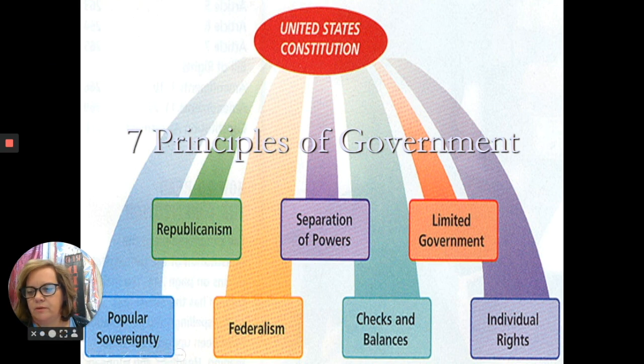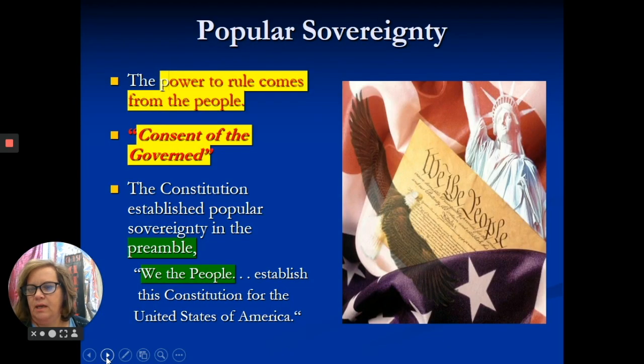From this portion of the PowerPoint is where you're going to start to utilize that graphic organizer. And the principles are not in any specific order on the PowerPoint, so you may have to flip back and forth on the sheet. But you're going to find the 7 basic principles of government on the PowerPoint itself. The first principle of government is going to be popular sovereignty.